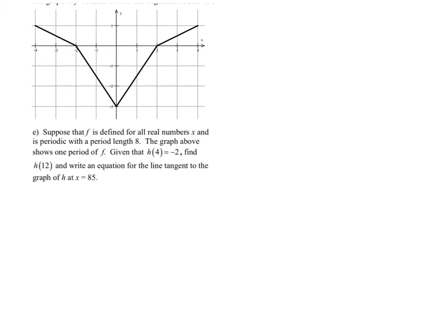And I tell you what, part E is crazy. It's got some very thought-provoking questions in it. So they said, suppose f is defined for all real numbers, even though our picture only goes to 4 right here, so pretend that it continued to go on forever. And it's periodic with a period of length 8. In other words, every 8 units is going to repeat itself. Negative 4 to 4 is one cycle. 4 to 12 would be another cycle where this image just repeated itself.